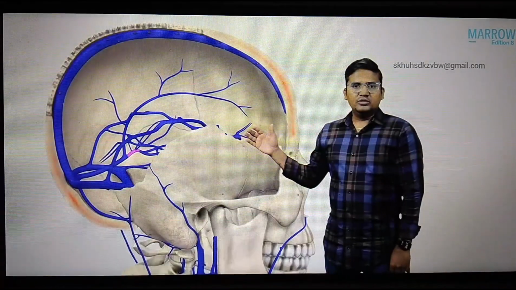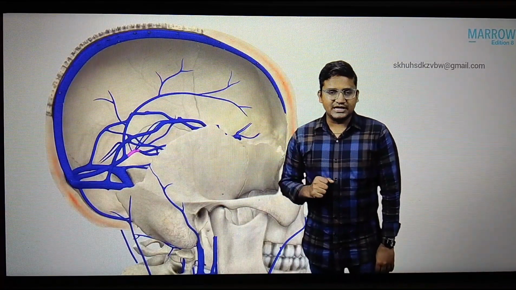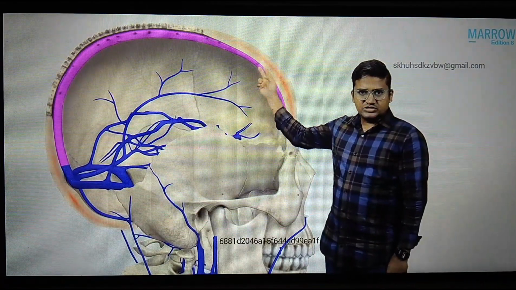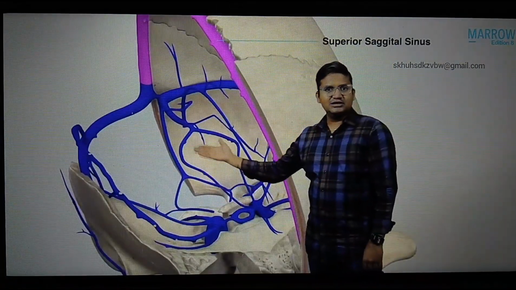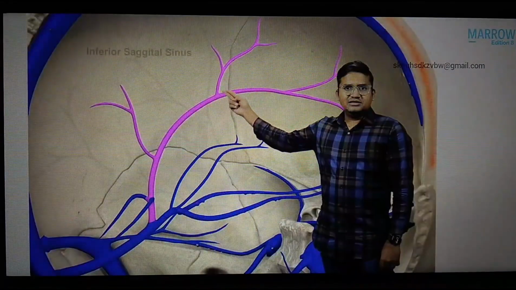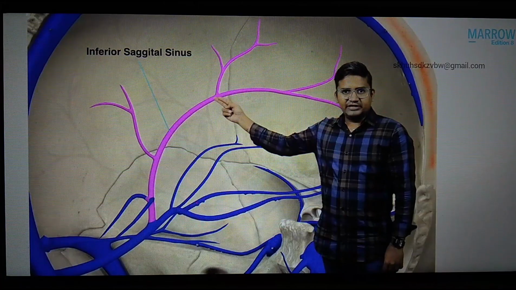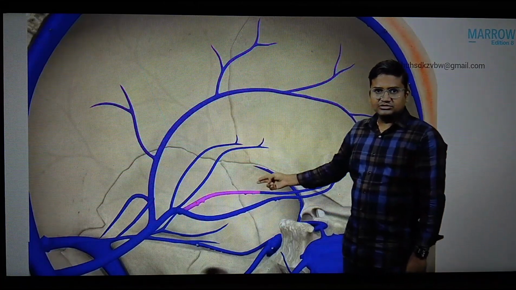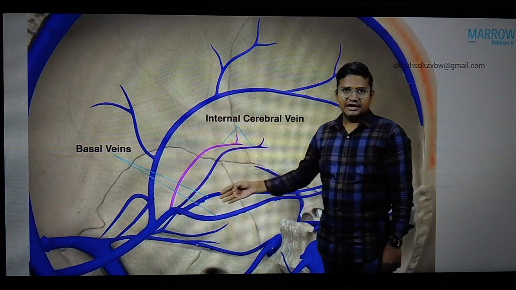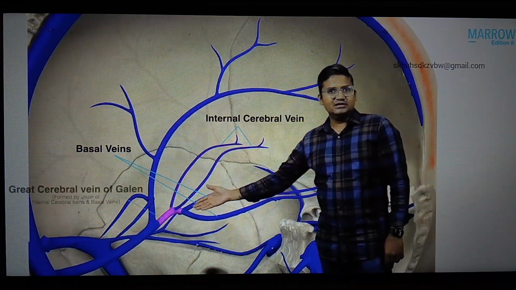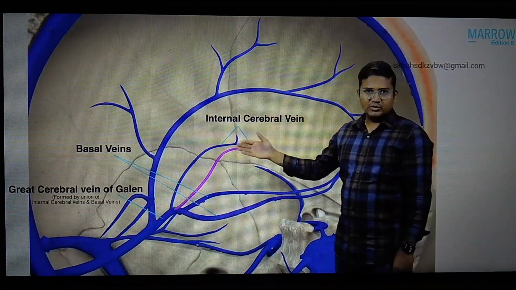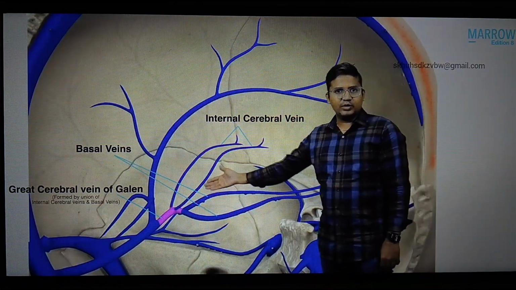Okay. Now we're going to see the animations for the dural venous sinus. See here, this is our superior sagittal sinus, which is continuing as that right transverse sinus. Now this is our inferior sagittal sinus. These are the basal veins uniting with the internal cerebral vein, and they in turn form our great cerebral vein of Galen.